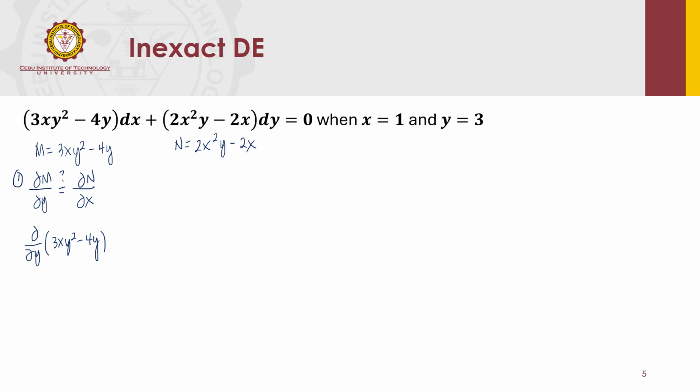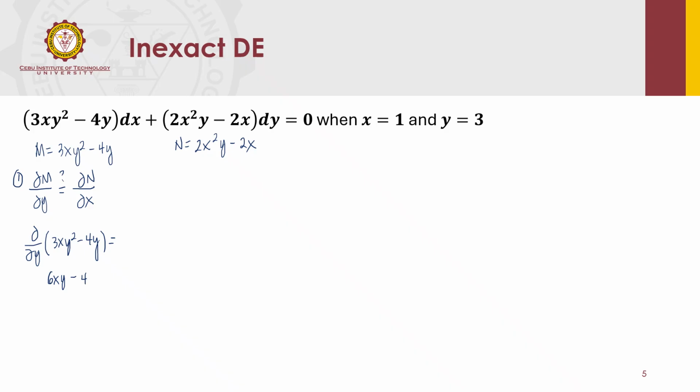So for this one, it's the derivative of 3xy squared with respect to y. Y is the variable, so it's 2y for the derivative of y squared times the constant, which is 3x. So it's 6xy for the first term. And then for the second term, that's pure y, so it's minus 4.